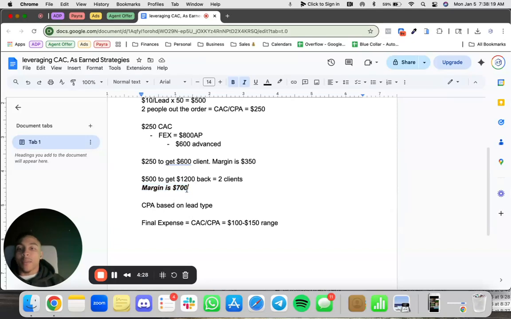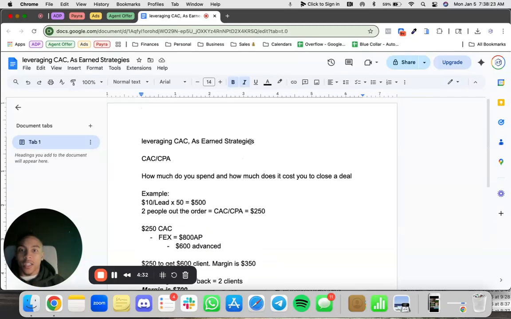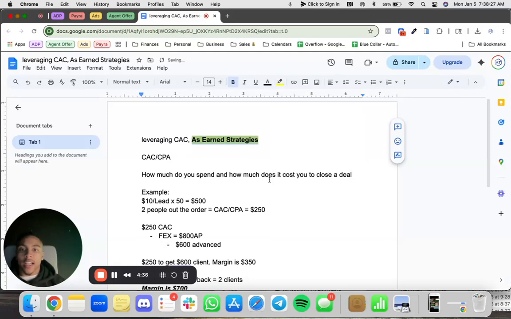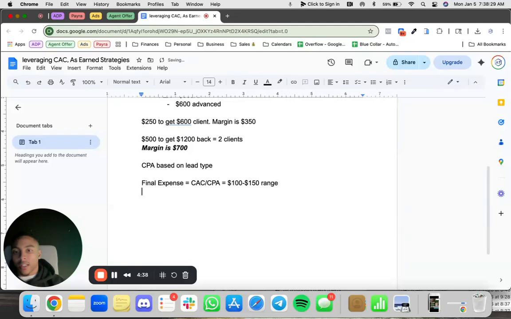So at any point in time, you could lose this. So the way I look at it, which I'll go to in a second, is actually going to be as-earned strategies, right? And this is a concept for how you can look at what you're spending. Okay. So final expense, let's say mortgage. It's all going to make sense while I'm doing this. So mortgage protection could be, CPA.